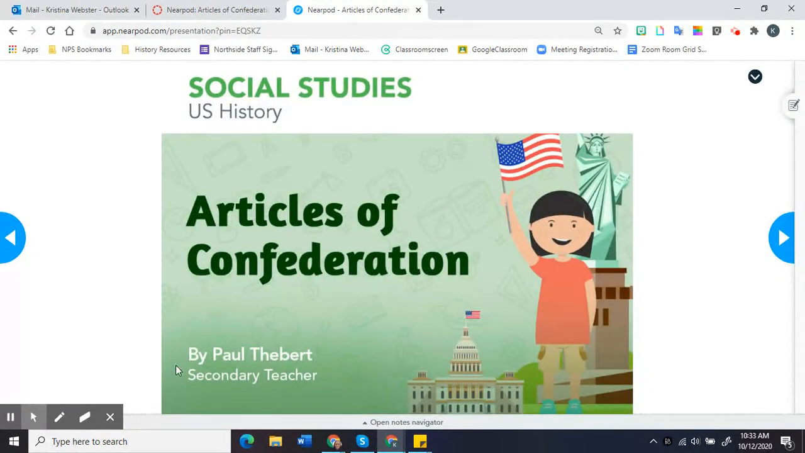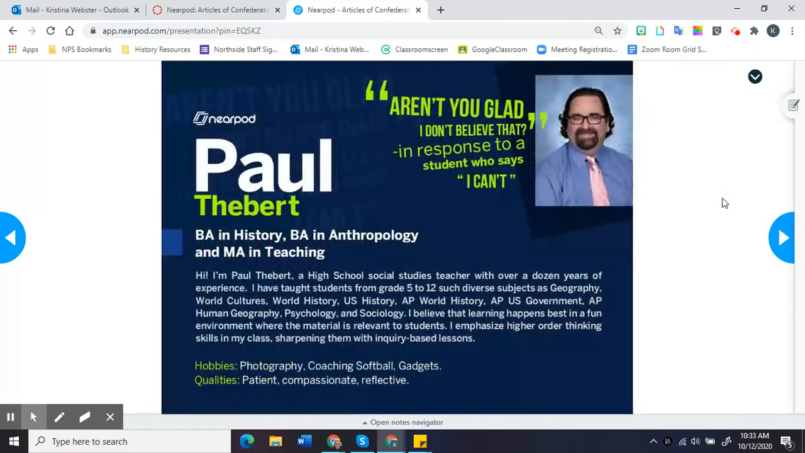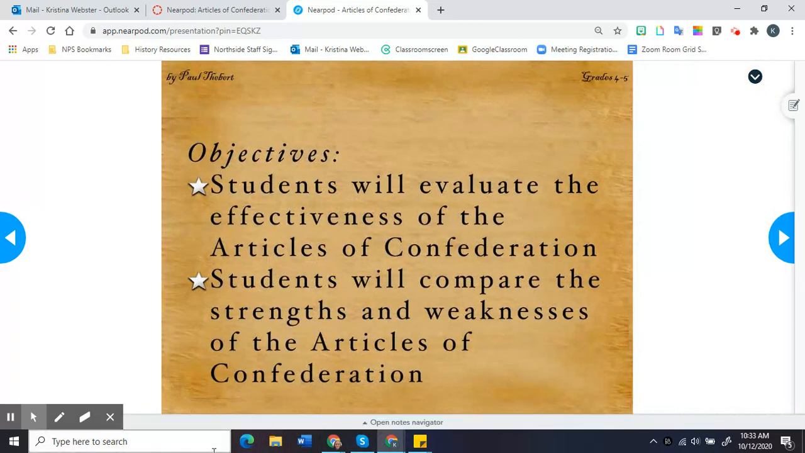So, Social Studies U.S. History, Articles of Confederation. This was a Nearpod created by a Nearpod employee. This is by Paul Thiebert, secondary teacher. Okay, this is the guy who did it. Just skip through. So the objectives: students will evaluate the effectiveness of the Articles of Confederation. Students will compare the strengths and weaknesses of the Articles of Confederation.